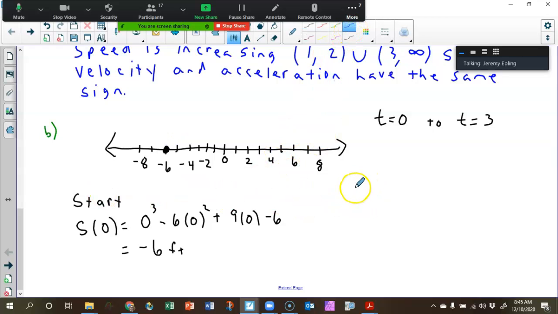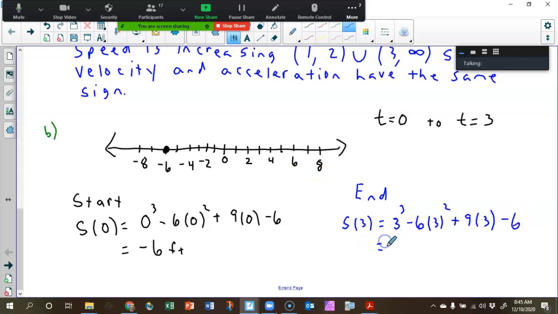Well, now, I am also going to need to know, well, where did I end? And in this case, we're only looking over the first 3 seconds. So s of 3. So 3 cubed minus 6 times 3 squared plus 9 times 3 minus 6. Or 27 minus 54 plus 27, that's all 0, because that's 54 minus 54, so minus 6. I ended up at the exact same place on my number line.